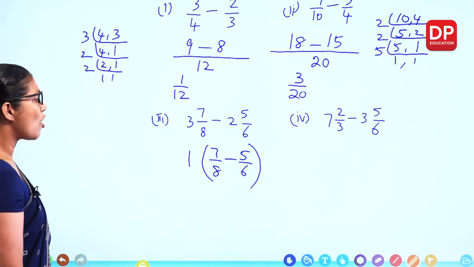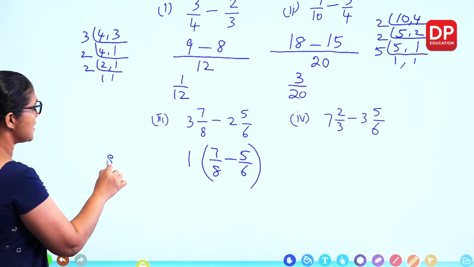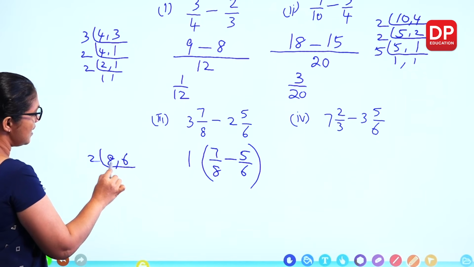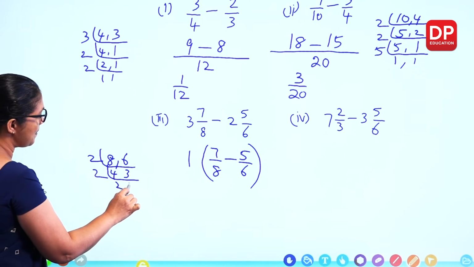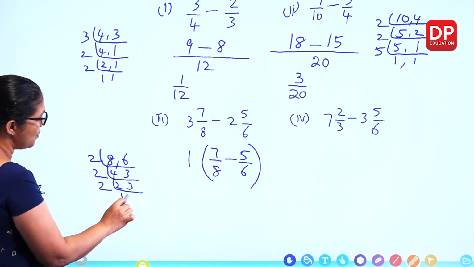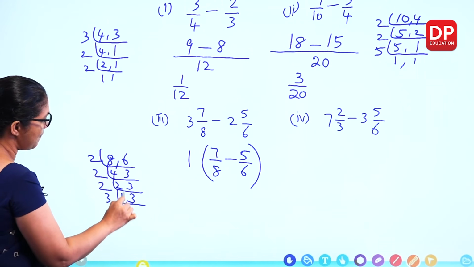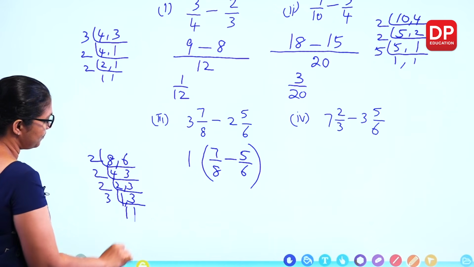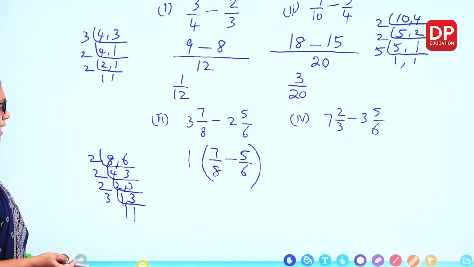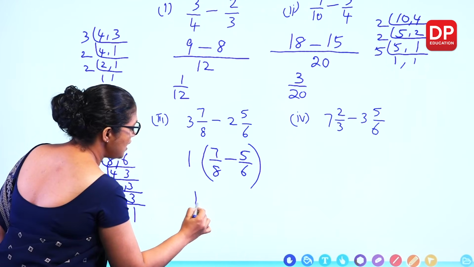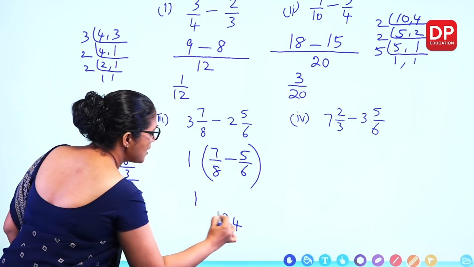Find the lowest common multiple. 8 and 6, what's the lowest common multiple? Divide by 2. Divide by 2 again. Here another 2. Divide by 3. 2 times 2, 4. 4 times 2, 8. 8 times 3, 24. So you need to convert to 24.